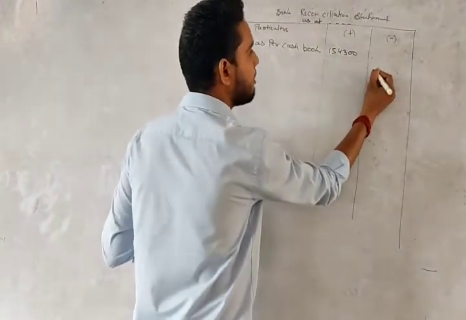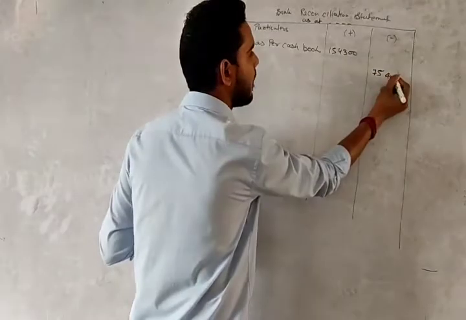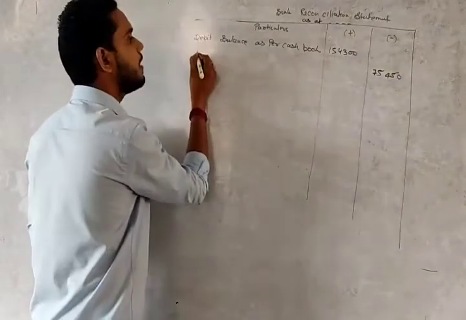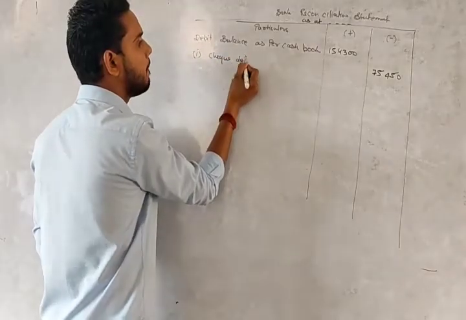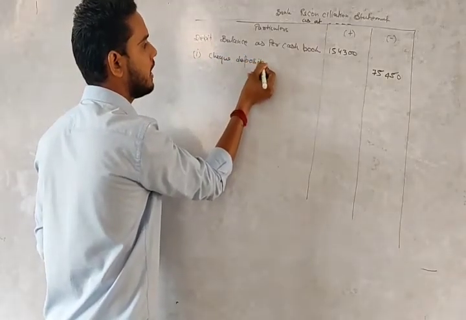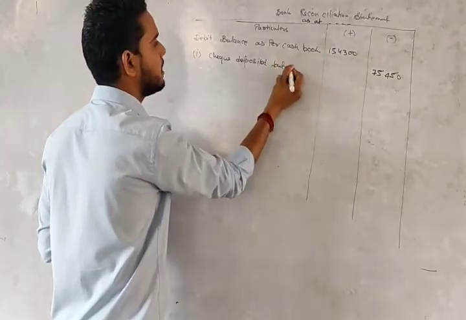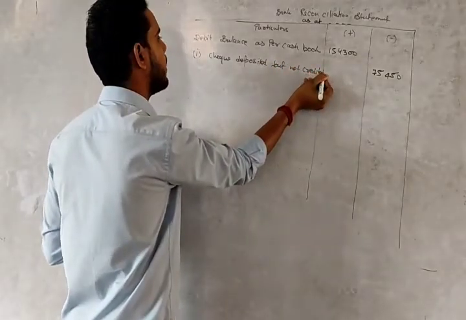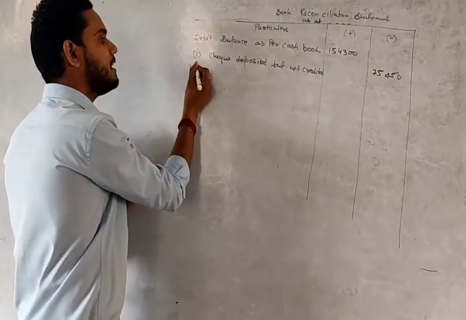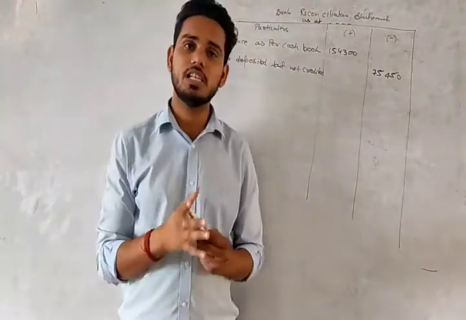So you will write in the minus column 75,450, and you will write the information here: check deposited but not credited by bank. Right? So check deposited but not credited by bank. Okay, I hope this point is clear. Now let's see what is the second point.